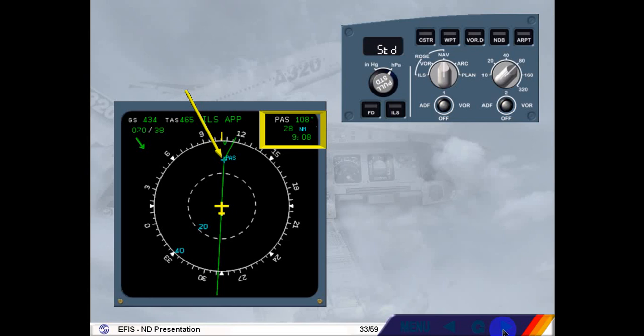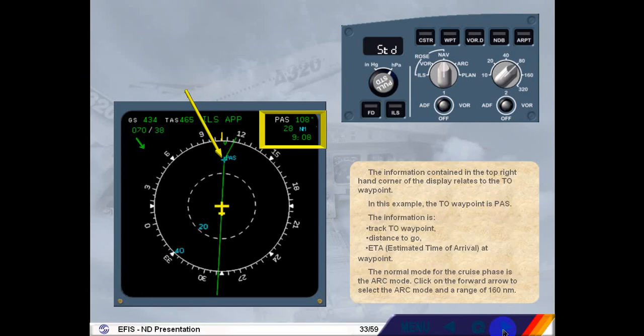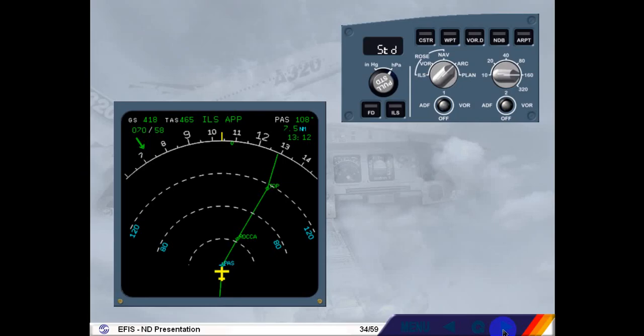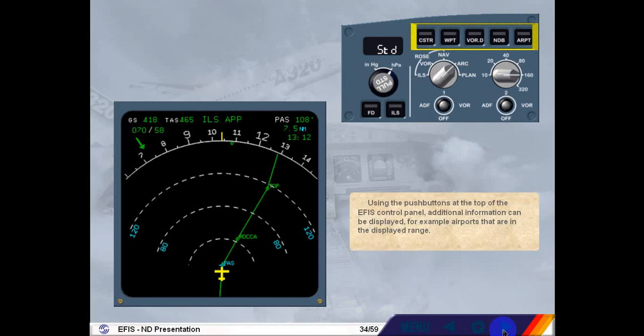The normal mode for the cruise phase is the arc mode. Click on the forward arrow to select the arc mode and a range of 160 nautical miles. Using the push buttons at the top of the EFIS control panel, additional information can be displayed, for example airports that are in the displayed range. Select Airport.